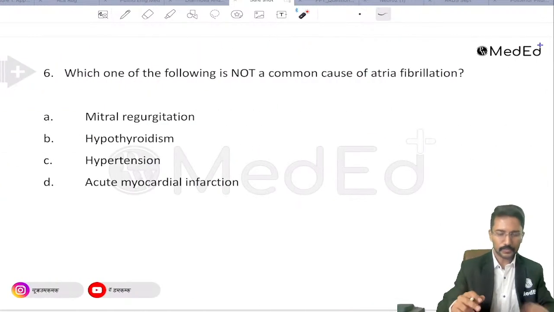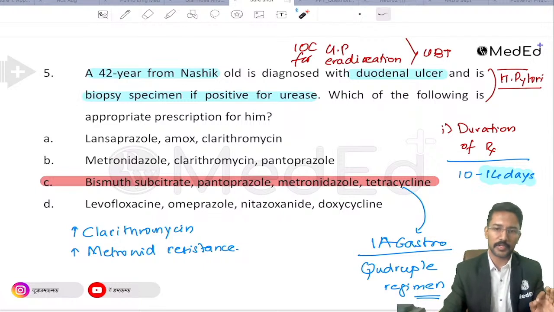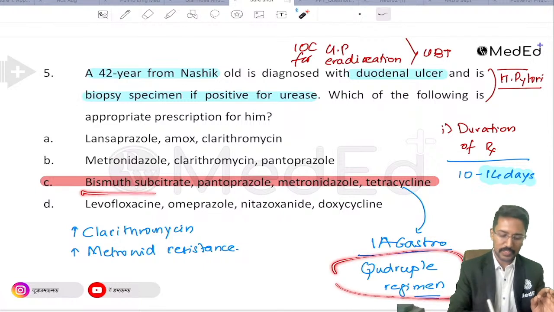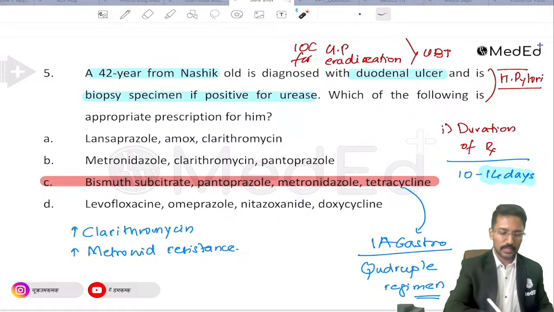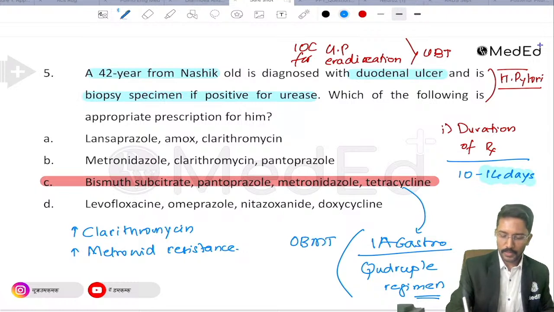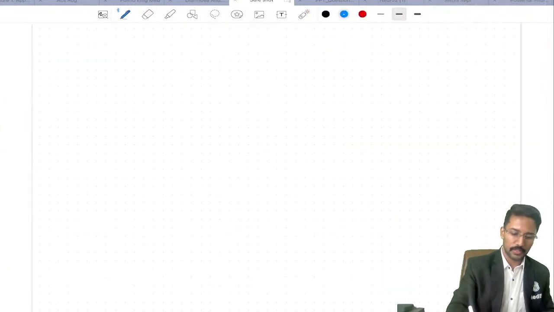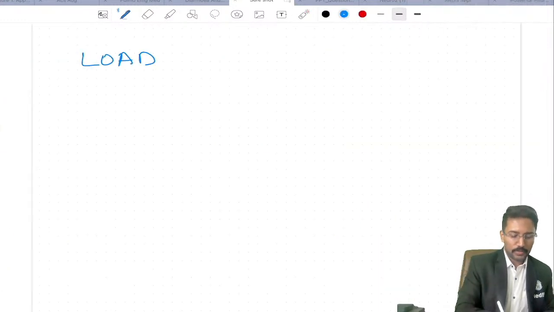Okay, good. So please remember, the quadruple regimen which contains bismuth is currently recommended. You can simply remember it as PBMT or OBMT. These are the commonly available regimens. So O here is omeprazole, B is bismuth, M is metronidazole, T is tetracycline. Okay, and also you need to remember one more regimen called the LOAD regimen. They might ask you the components of this, right? Can anybody tell me the components of the LOAD regimen?